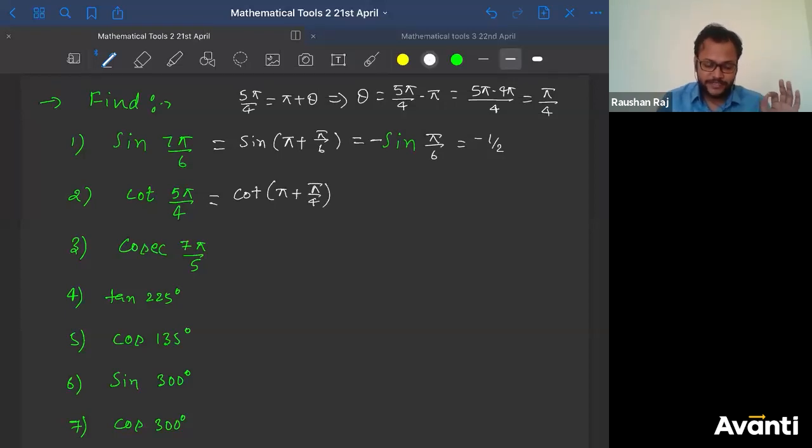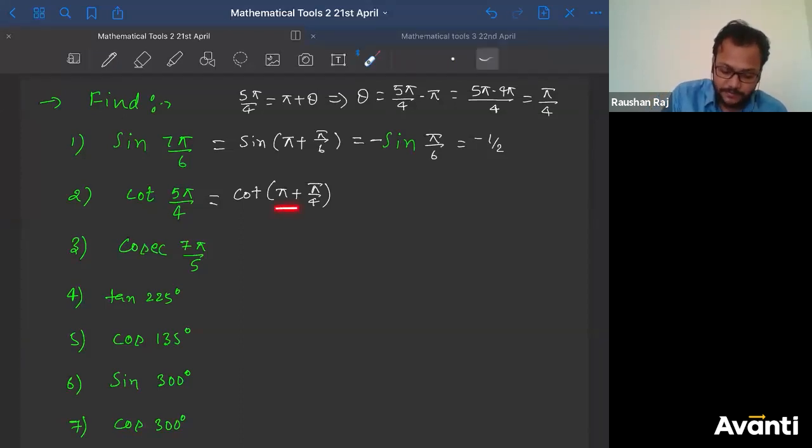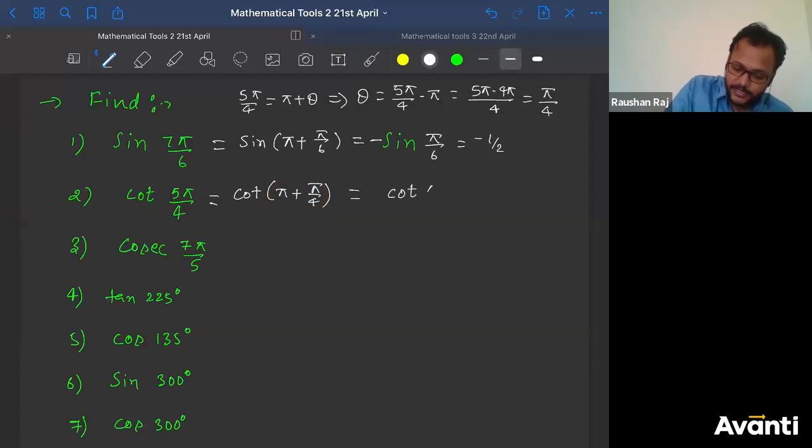In which quadrant will this angle lie? I am talking about 5 pi by 4, that means pi plus pi by 4. That means third quadrant, correct? So pi plus pi by 4 will lie in third quadrant. Let me copy the trigonometric ratio. Copied. Let me write the acute angle. Written. Now what about the sign? Positive, because in third quadrant, tan and cot will be positive.